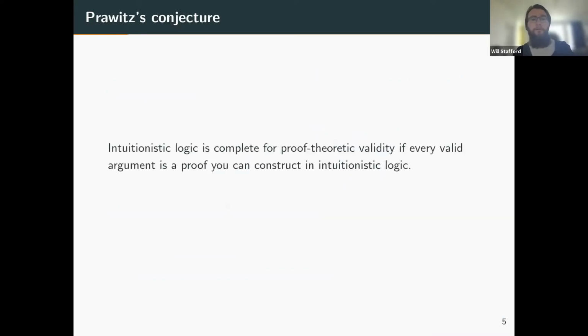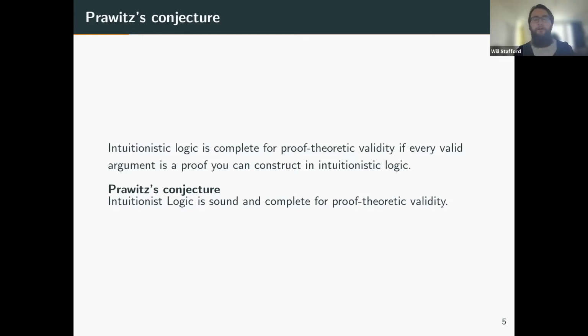A bolder conjecture has been made in intuitionistic logic's favor, however, suggesting that it's actually the strongest logic that has this property. To describe this, it helps to import the notion of completeness into this setting. To say a logic is complete with regards to proof-theoretic validity is to say that the arguments proof-theoretic validity labels valid are just the same as those the logic can construct as proofs.